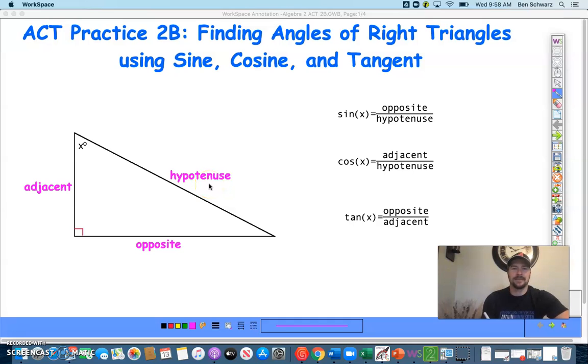All right, so today's lesson, we're still going to be using sine, cosine, and tangent. Today, we're going to use it to find angles of triangles. So it'll be a pretty short lesson, pretty easy assignment. So let's just get right into it.